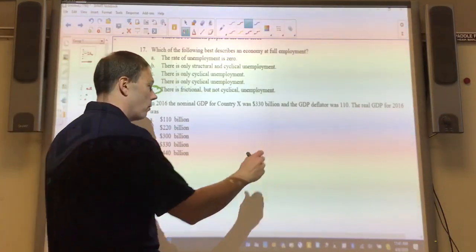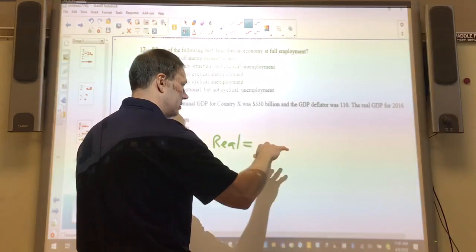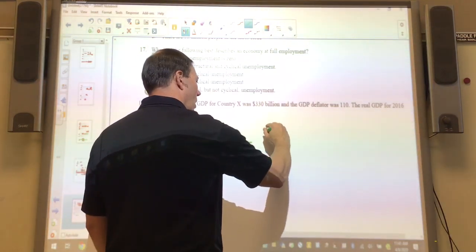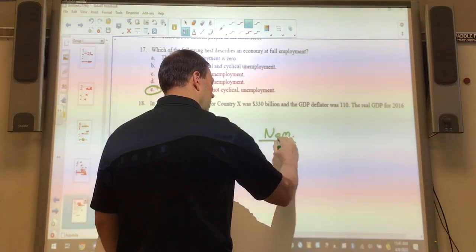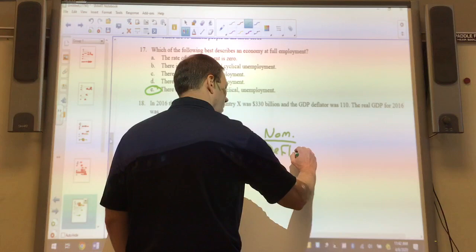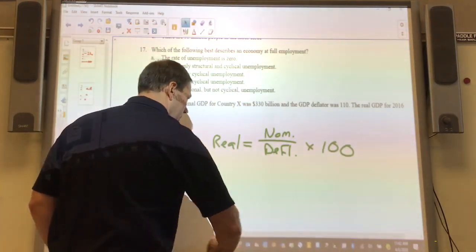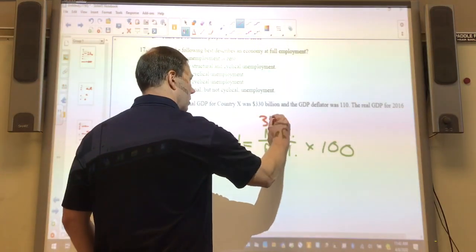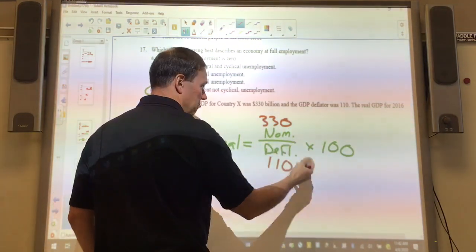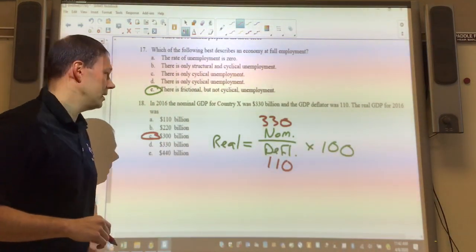So again, I'm going to go back to my formula that I gave you a moment ago, which I mathed out to reflect this. So real is equal to nominal divided by the deflator, and then times 100. All right, so nominal is 330 divided by 110, which is 3. 3 times 100 should be letter C, 300 billion. So 18 is C.